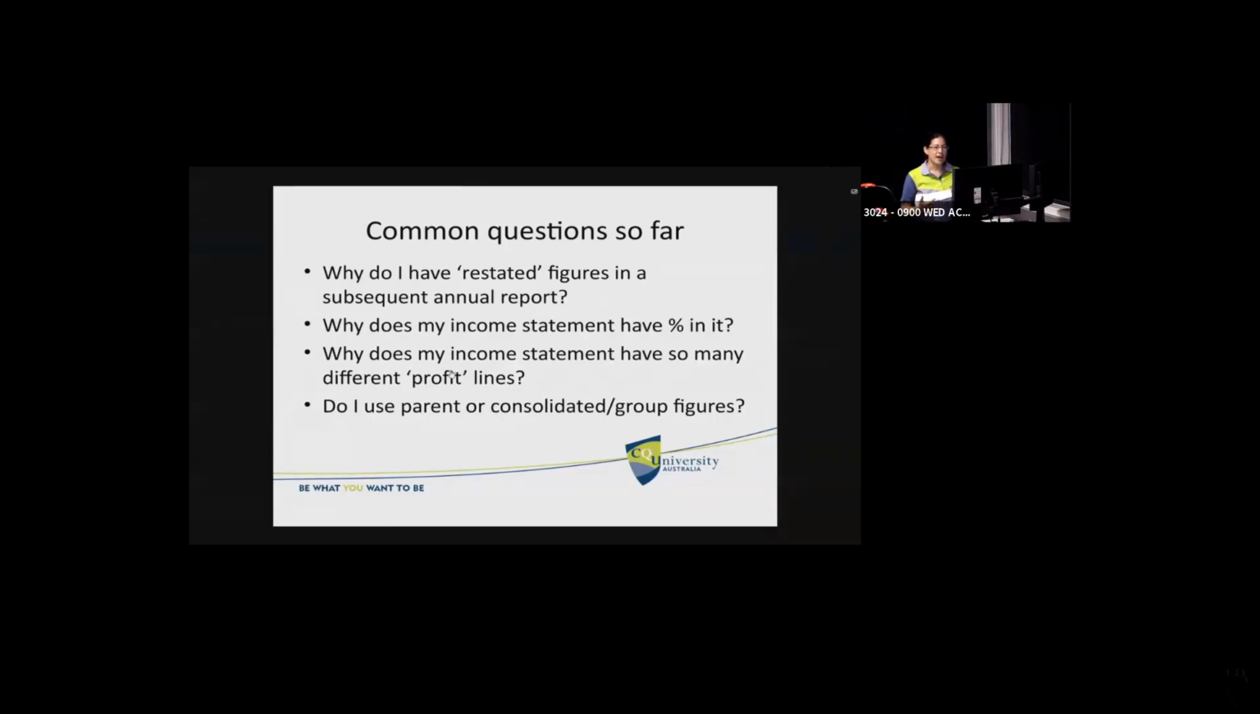And the reason that they have so many different profit lines and so much extra information is because financial statements are general purpose financial statements, okay? That means they have to serve a wide range of users who have different reasons for using that financial information. So they figure if we can put lots of different and extra information in, hopefully it will appeal to one or two of those specific users.